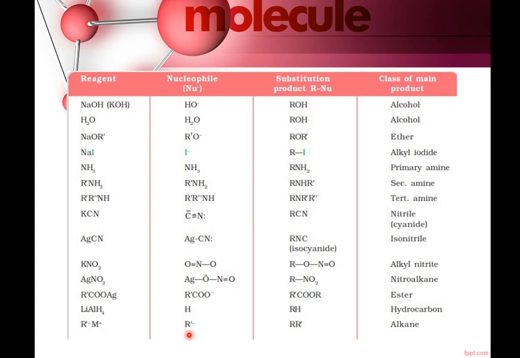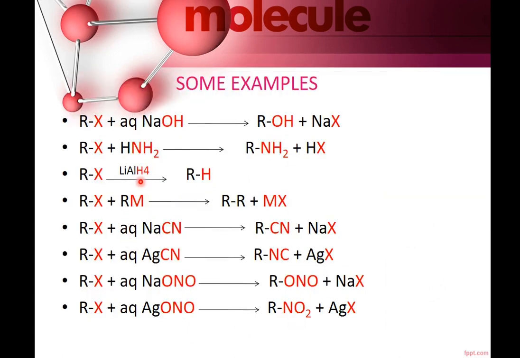From these reactions, some of the reactions we will take in detail like this. With aqueous NaOH, you can see X is being replaced by OH. Here X is being replaced by NH2. X is being replaced by hydrogen. X is being replaced by R. X is being replaced by CN. X is being replaced by NC. X is being replaced by ONO and X is being replaced by NO2.